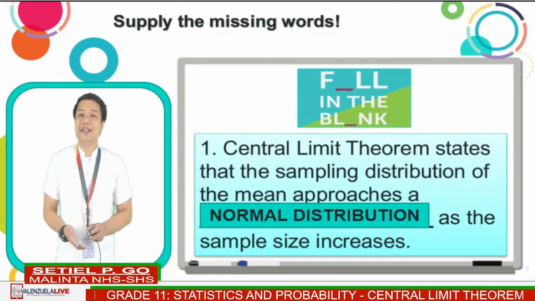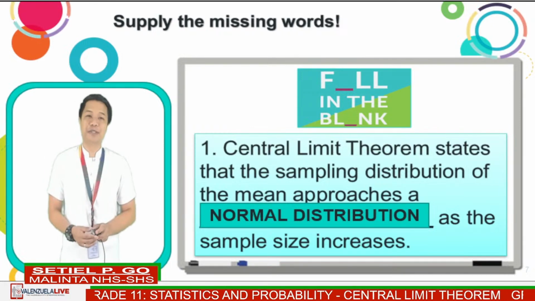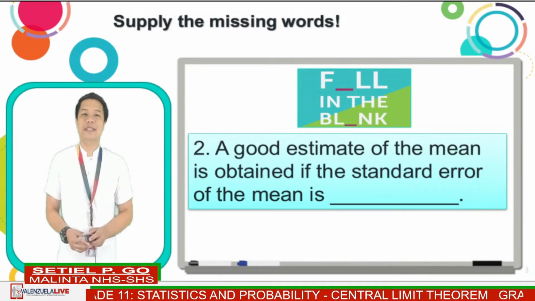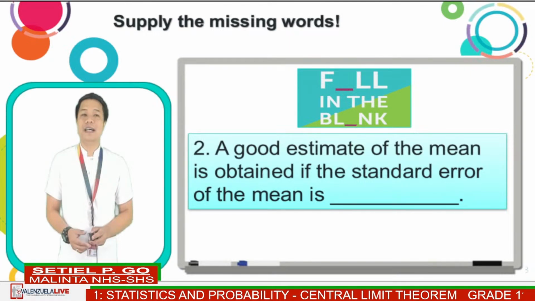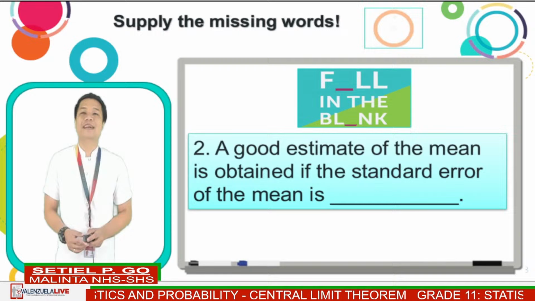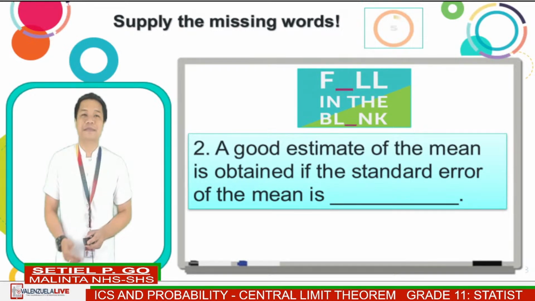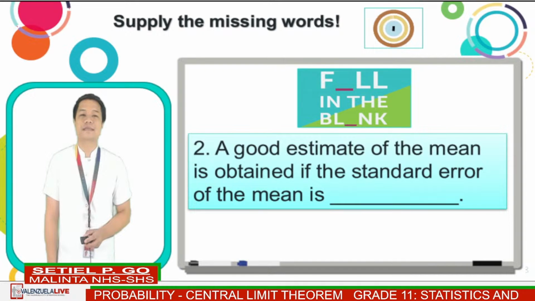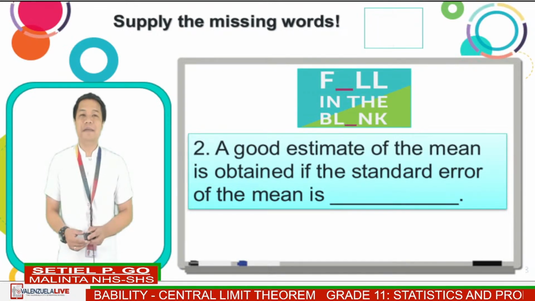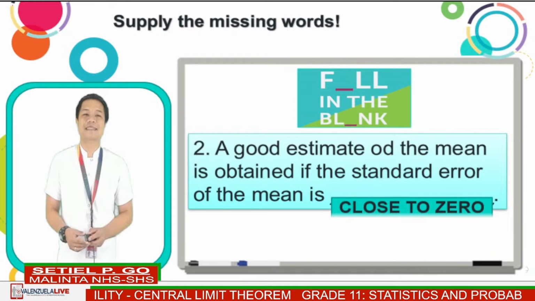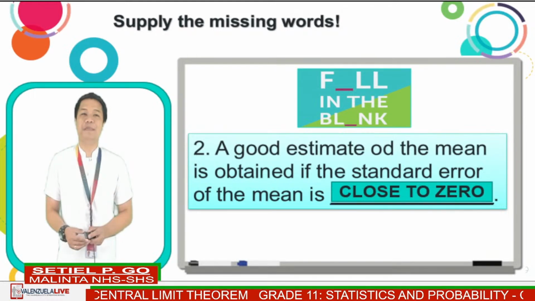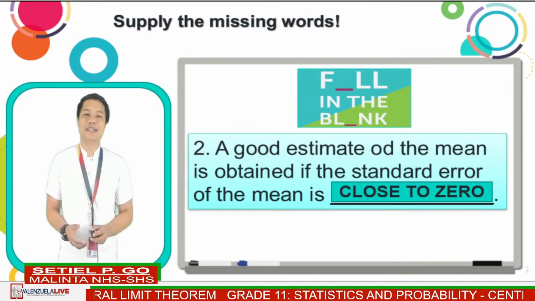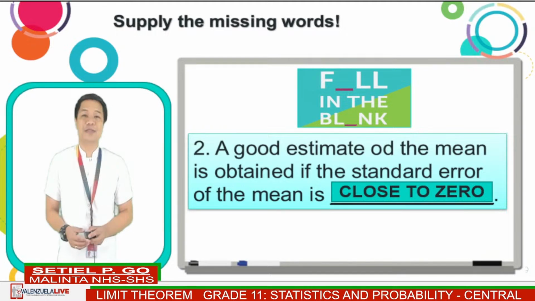Okay, can you still follow? Okay, let's proceed to number 2. A good estimate of the mean is obtained if the standard error of the mean is blank. 5 seconds. Go. Time's up. The answer is close to 0. So, a good estimate of the mean is obtained if the standard error of the mean is close to 0.